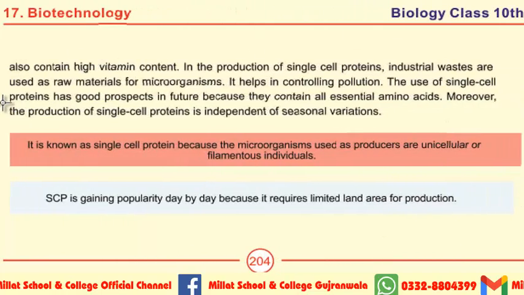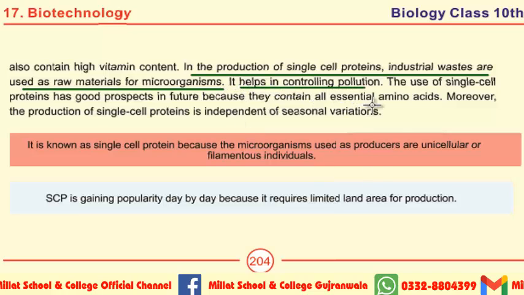Well students, the significance of SCP is also continuing over here. And if we talk about the MCQs, then in the production of single cell protein, industrial waste is used as raw material for microorganisms. It helps in controlling pollution. Other MCQs include production of single cell proteins is independent of seasonal variation.